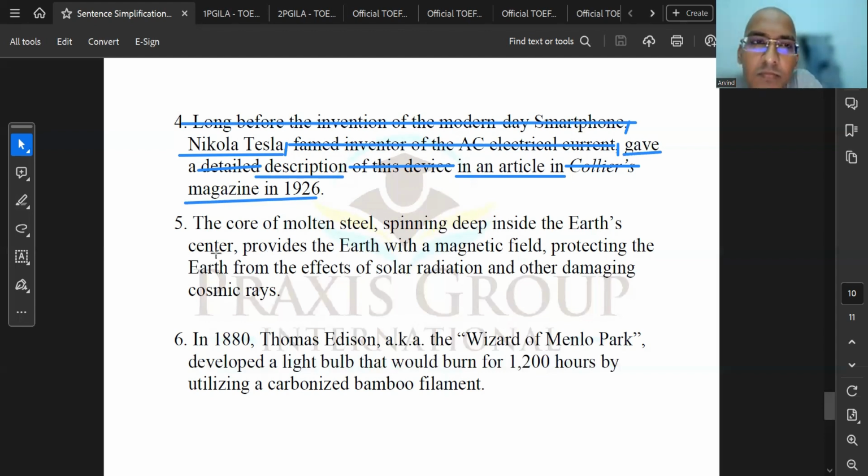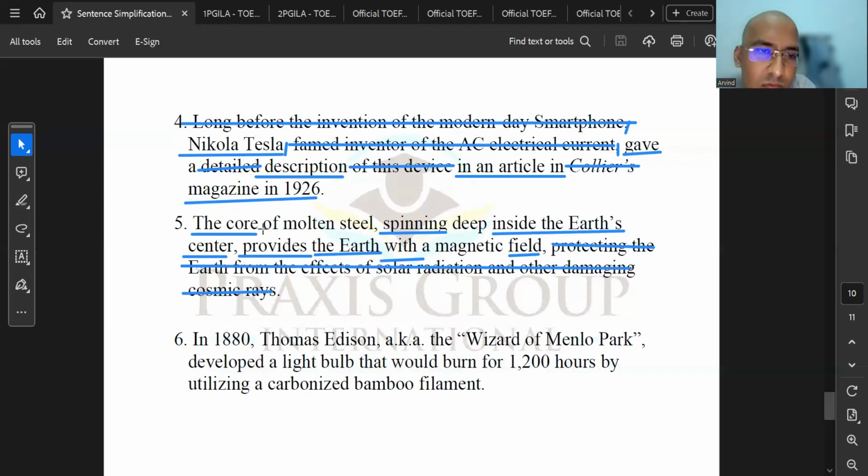Now you can do number 5, but I want to see how quickly you can get through this, and then just tell me the subject and the verb and the object. Okay, to do it fast, I think the main topic is the core spinning inside Earth's center provides the Earth with a field. That is the main topic. And this part is just describing the magnetic field. We don't even need to look at that.